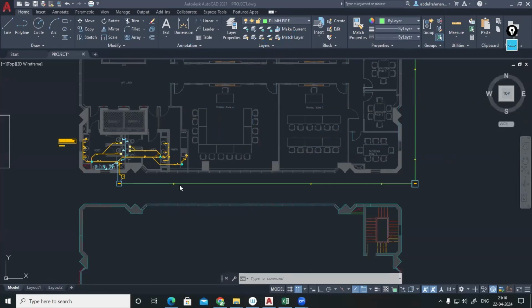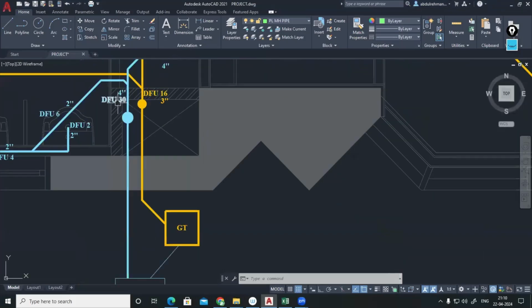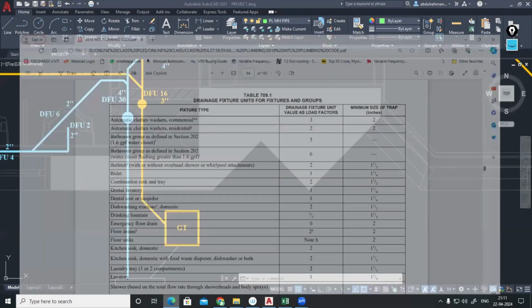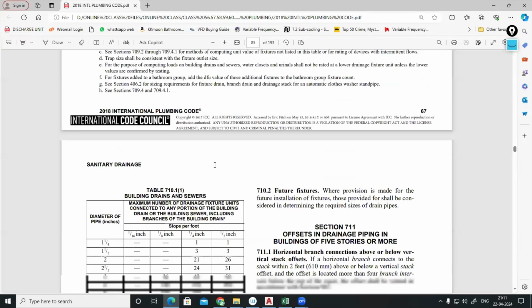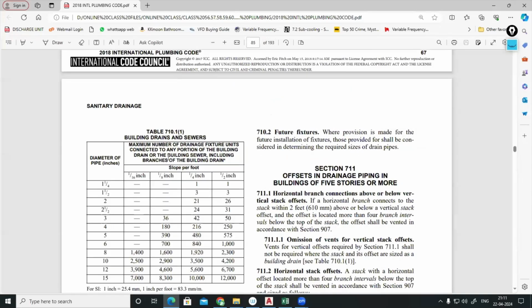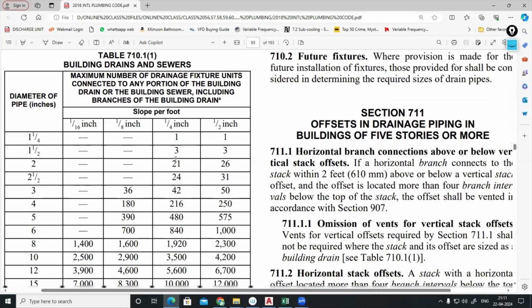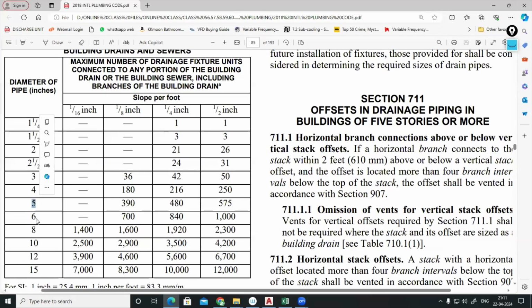Okay. For example, how many DFU are we connecting there? DFU 30 for this one, DFU 16. Overall 46. Anyhow, the pipe diameter should not be less than 5 inches. So you can go to the IPC, International Plumbing Code, IPC table, for building drain. Building drain, 5 inch pipe or 6 inch pipe. 5 inch pipe is 125, 6 inch pipe is 150. For a 6 inch pipe with 1/8 inch slope, a maximum of 700 drainage fixture units you can connect.